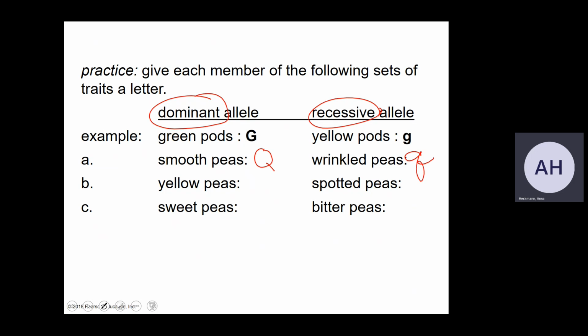Yellow peas, what letter? How about S? Capital S for yellow, and then lowercase s for spotted. And whenever I'm writing alleles that are lowercase, I'm going to try and remember to put a little line over them, because especially if the letters look similar in capital and lowercase, it's really important to be able to designate which one is lowercase. All right, and letter C, sweet peas and bitter peas. I'll use the letter B, capital B for sweet peas because it's dominant, and lowercase b for bitter peas because that's recessive.